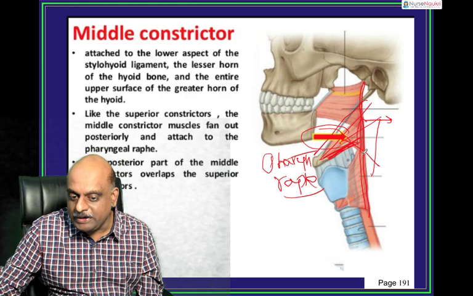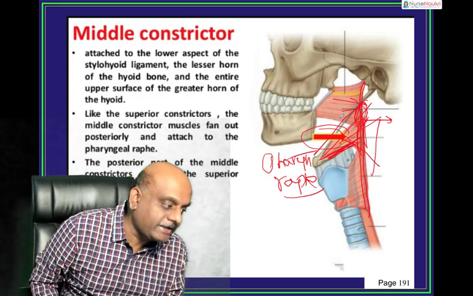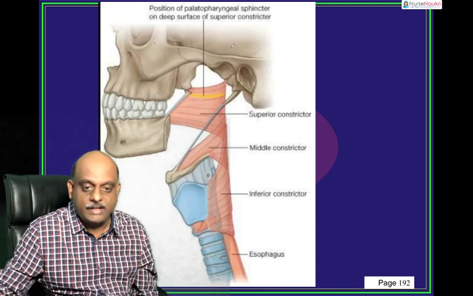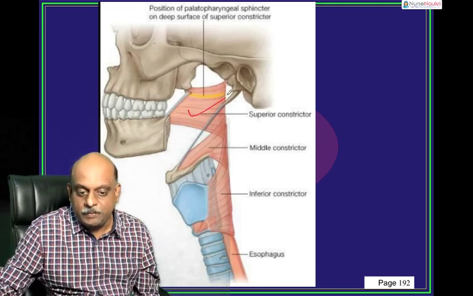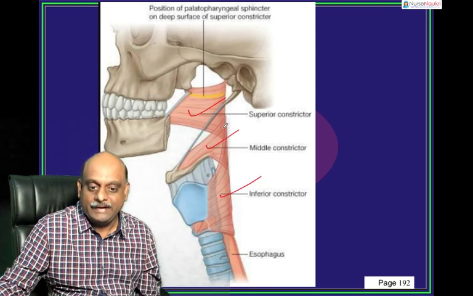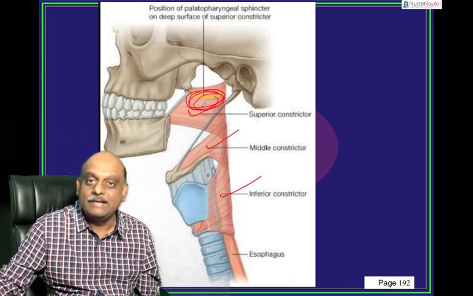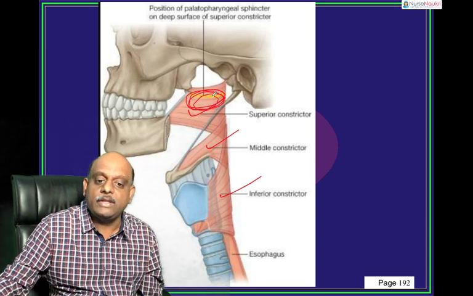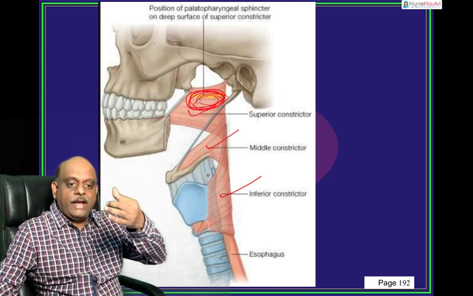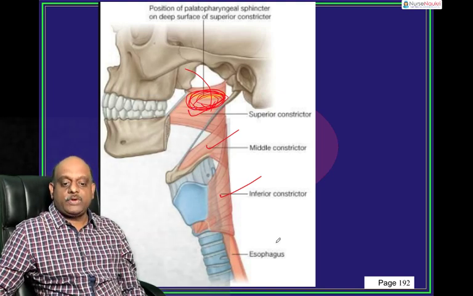And the posterior part of the middle constrictor overlaps with that of the superior constrictor, is what you have to remember. So once more, this is another outlook. You can see this is the superior constrictor, this is the middle constrictor, this is the inferior constrictor. And you can also see there is a palatopharyngeal sphincter on the deep surface of the superior constrictor. So the pharynx at its opening, at the starting point, has a sphincteric action, is what you have to remember.